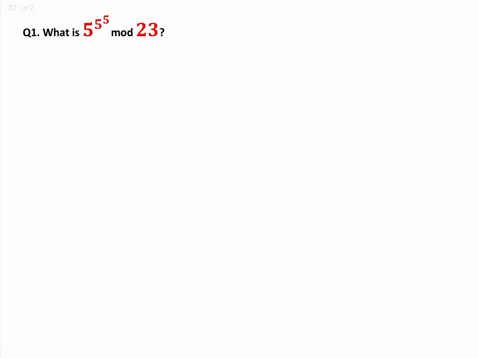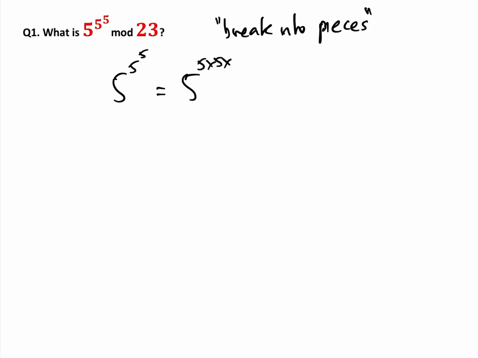There's question 1. 5 to the 5 to the 5 mod 23. Well, this method we'll call the break into pieces method, if you like, and what we do is we break it into smaller pieces. So if we look at 5 to the power of 5 to the power of 5, that is obviously equal to 5 to the power of 5 times 5 times 5 times 5 times 5. That's what 5 to the power of 5 is.